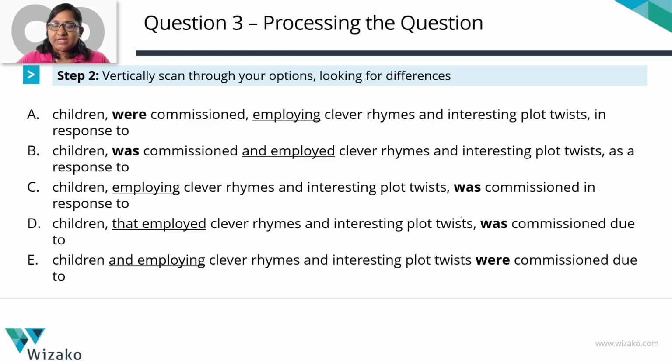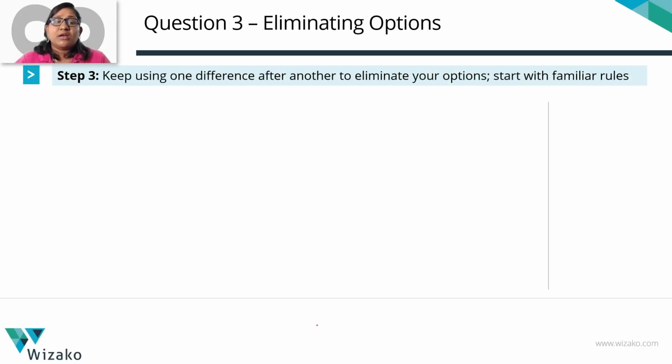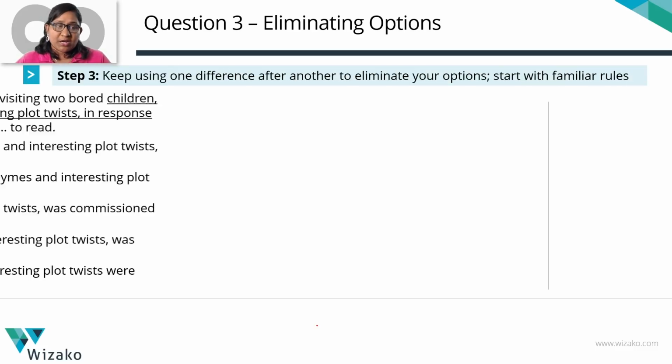Your options are either ending with "in response to" in A and C, "due to" in D and E, and "as a response to" in B. These are your differences across your options. Okay, so now that we know what the differences are, let's see which of those differences can be used in order to shortlist our answer options. So we're moving on to the process of elimination, one difference at a time.